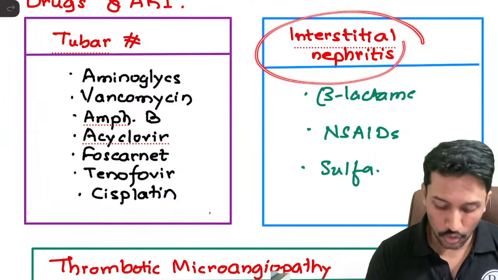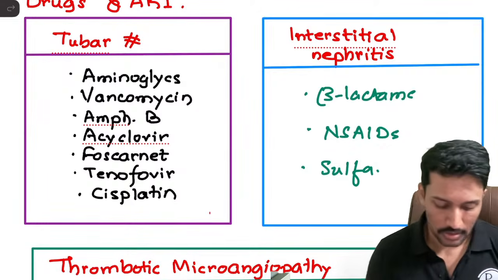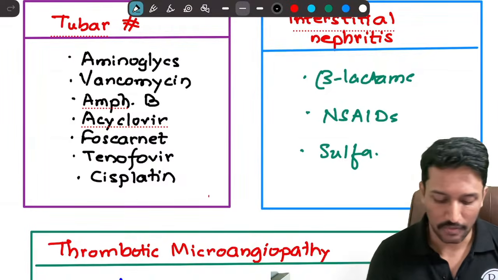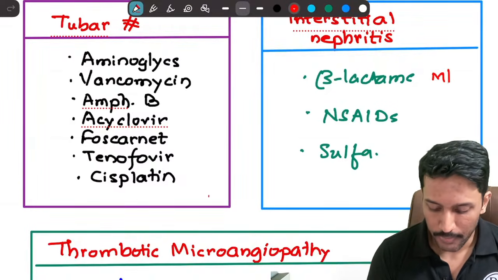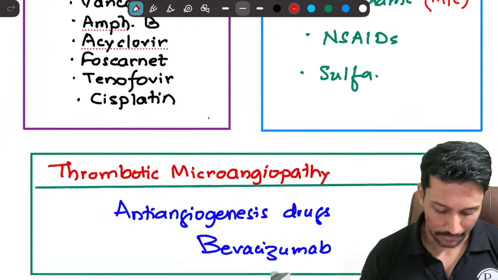The drugs known to cause interstitial nephritis, I told you drug allergies are the most common cause. And when it comes to interstitial nephritis, it could be caused by beta-lactams, NSAIDs, and sulfa drugs. And I've already told you that beta-lactam antibiotics are the most common cause for interstitial nephritis.